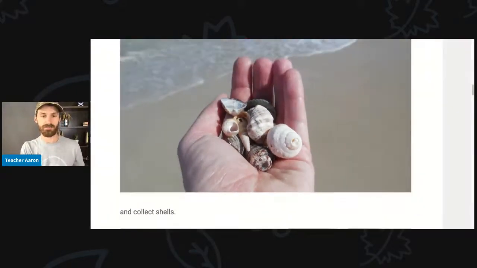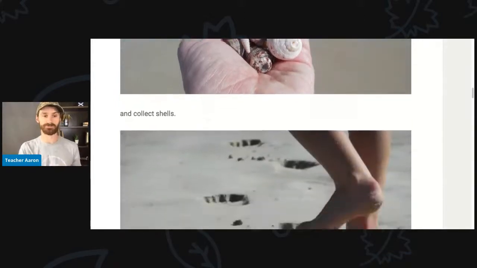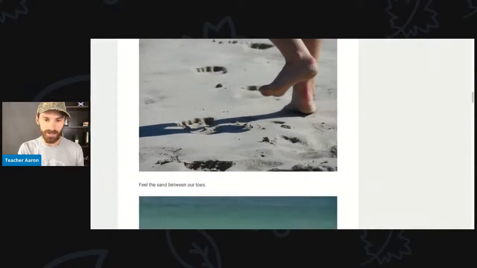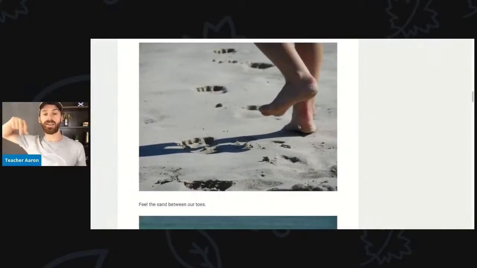Okay, shells. This is a picture of someone holding shells in their hand. We can call them seashells. Okay, this is the home of snails, hermit crabs, also clams or oysters. They collected shells.